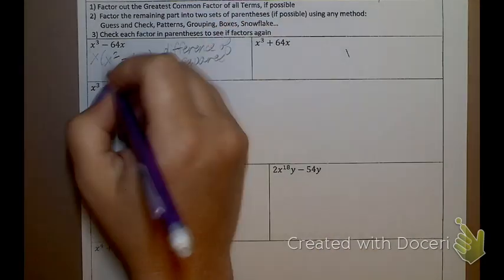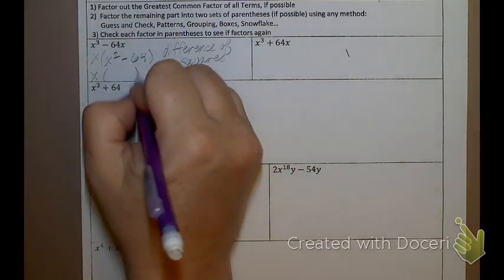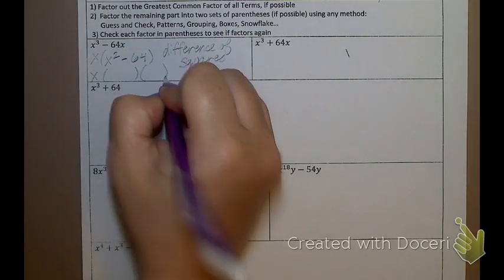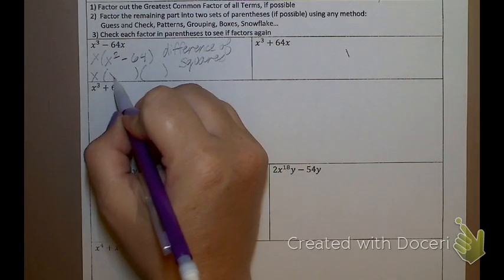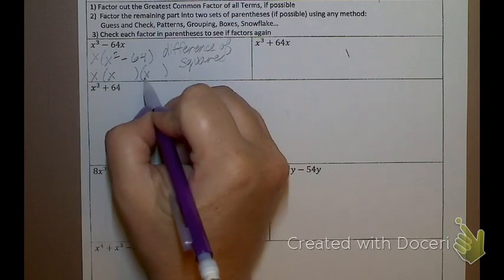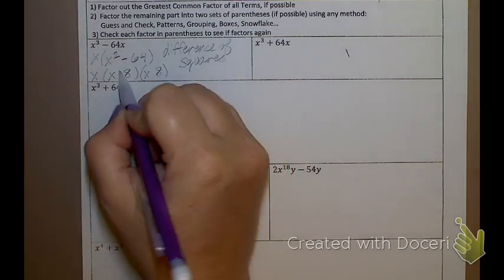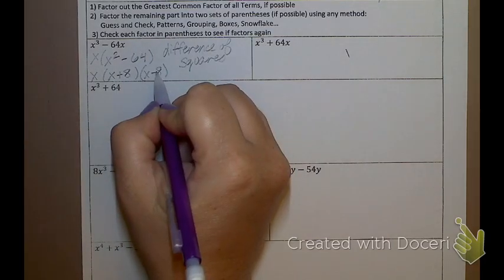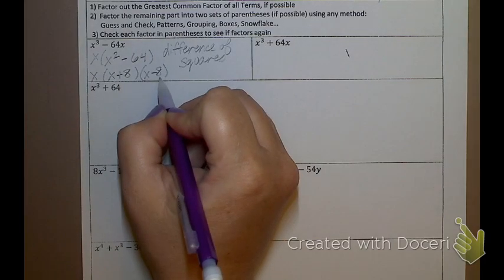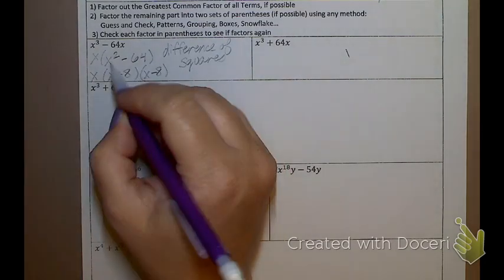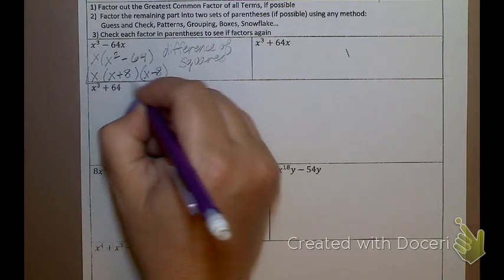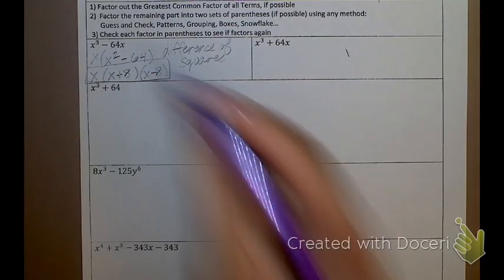Yeah? So I have x, and then let's see, I got to break this up into two parentheses. Square root of x squared is x and x. Square root of 64 is 8 and 8. Make one a plus, one a minus. Do I have another difference of squares? No, because I don't have an x squared, and not to mention the fact that 8 is not a square number. So I'm done right there.